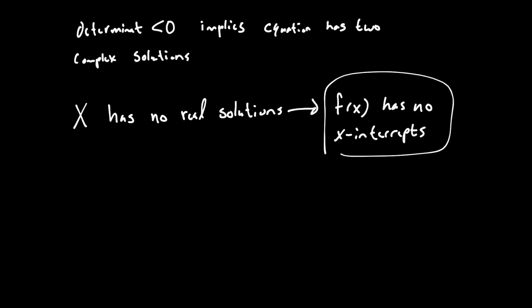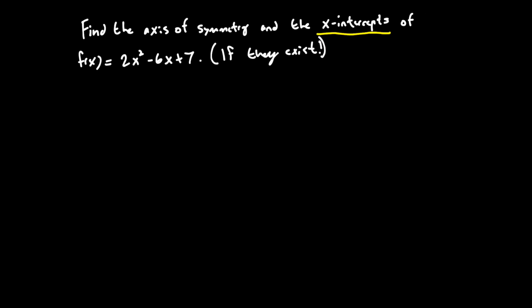One fact about f of x having no x-intercepts, and also that we know that it opens upward, means that the parabola is going to either lie in quadrant 1 or quadrant 2, or both. Let's go ahead and look at the second part of the problem. In the second part, we want to find the axis of symmetry.